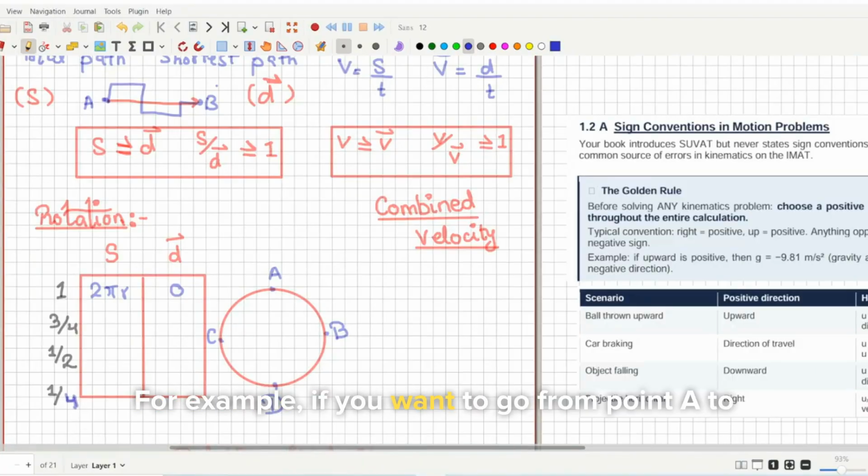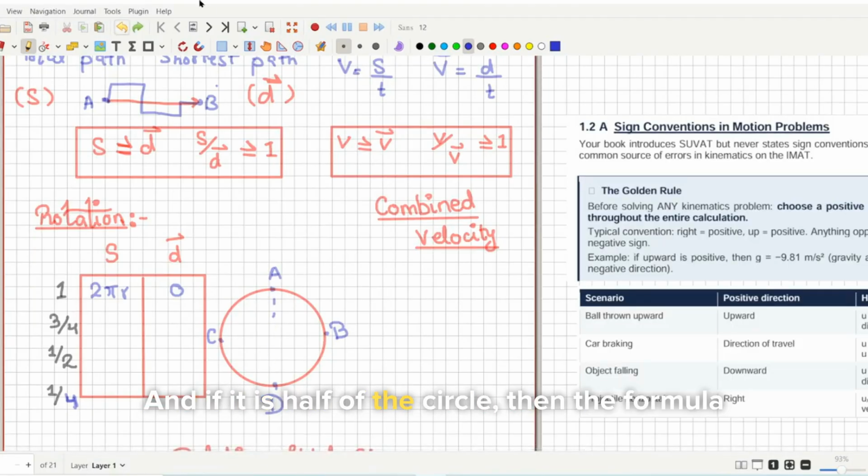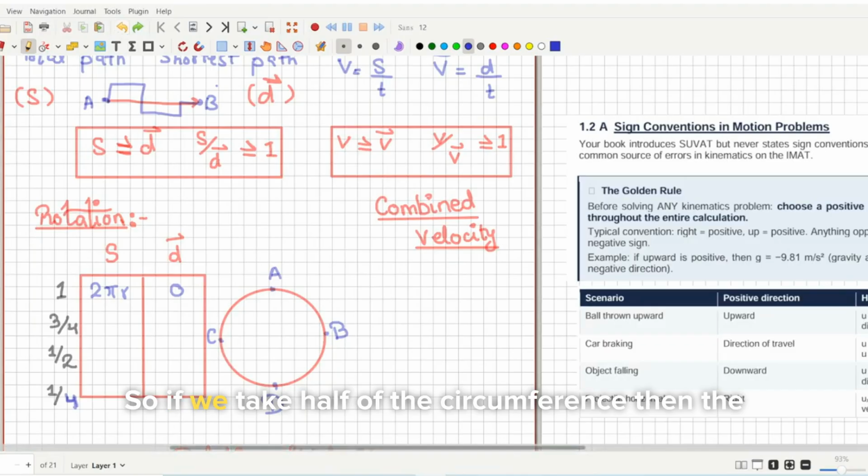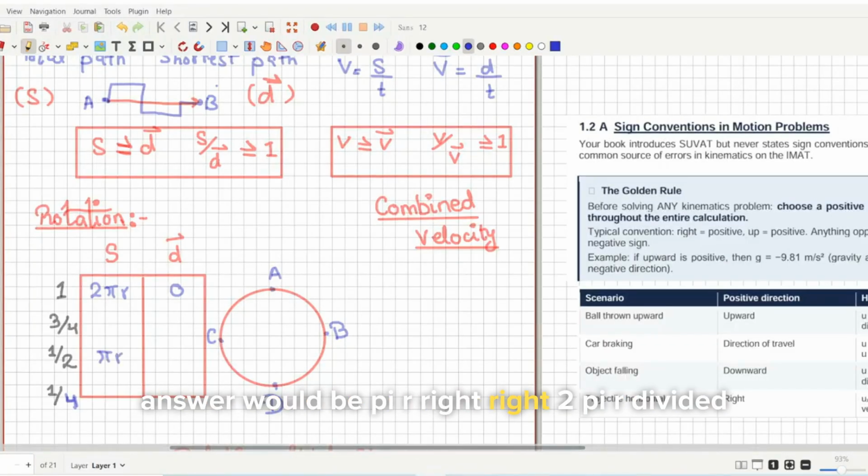For example, if you want to go from point A to point B, and for this, as you can see, it would be like half of the circle, and if it is half of the circle, then the formula would be half of the circumference. So if we take half of the circumference, then the answer would be pi r, right? 2 pi r divided by 2 is pi r.